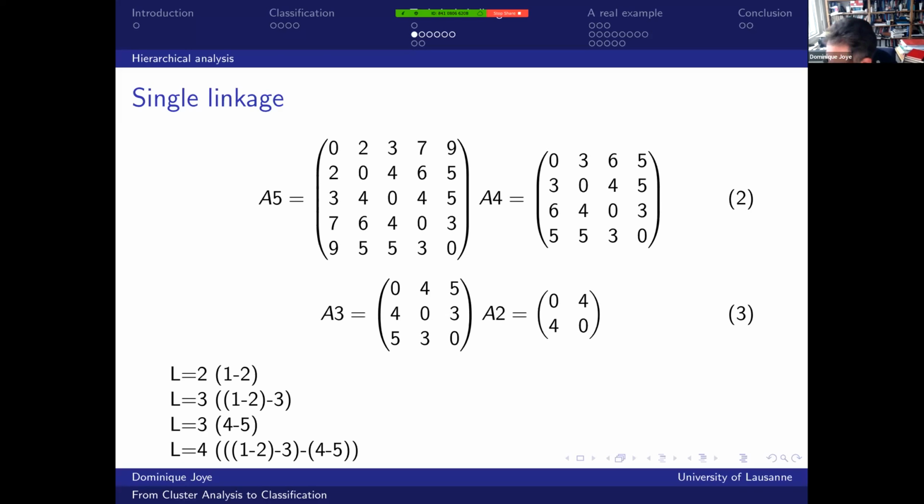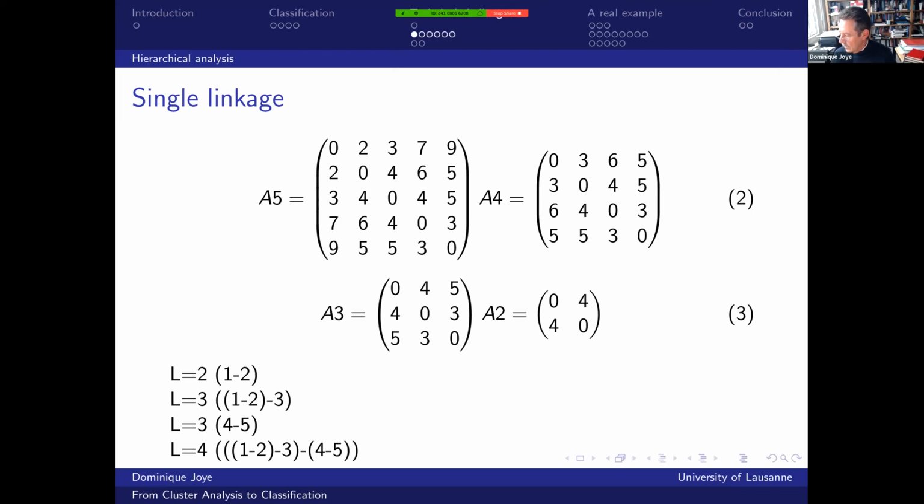Now, so I know that in the first step, I will have to put together the object 1 and the object 2. Okay? So I have a new group, which is the object 1, 2, that I will... I just stop you, Dominique, because I don't get, and probably people don't get, what is object 1 and object 2, because we have A5, A4, A3, A2. Yes. And so we don't know which one is which one.